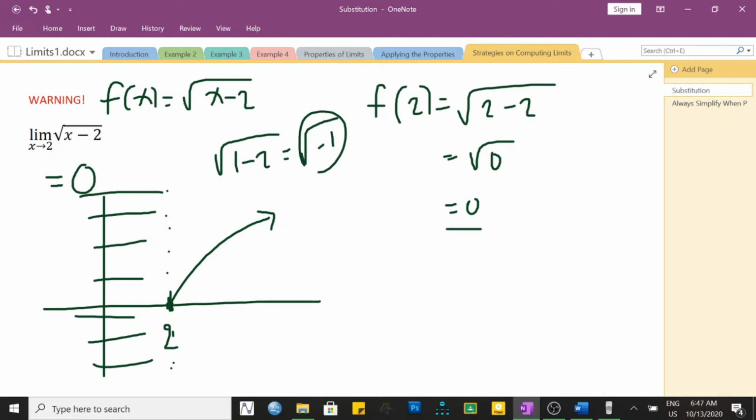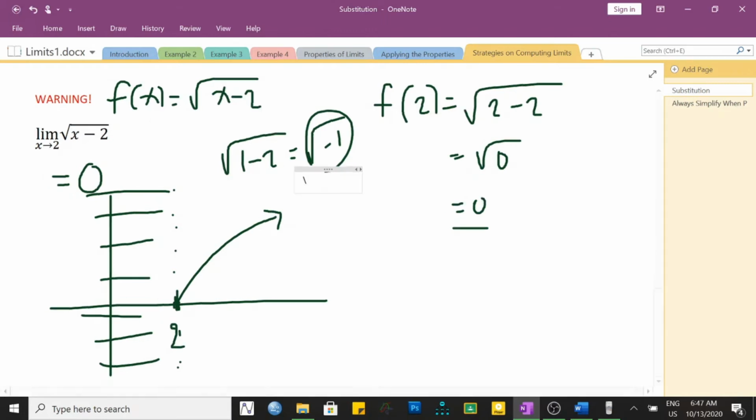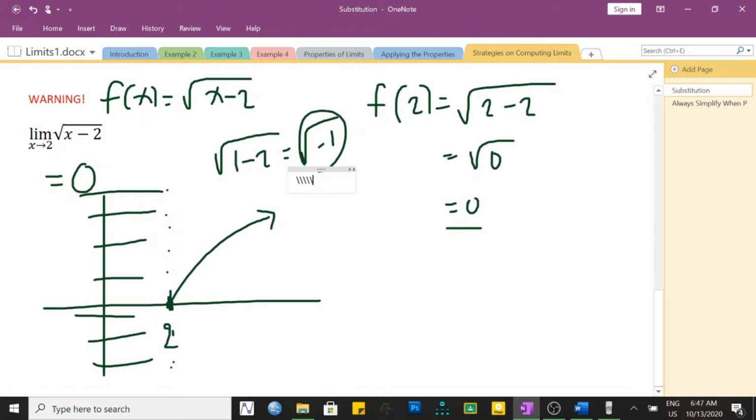Therefore, from the definition of limits that we had, that is, the limit from both sides must exist, is violated. There is no limit from the left side of positive 2. So we cannot really say that the limit of square root of x minus 2 as x approaches 2 is 0. This is wrong. The answer is not 0. The correct answer is D and E. It does not exist because the left-hand limit does not exist.